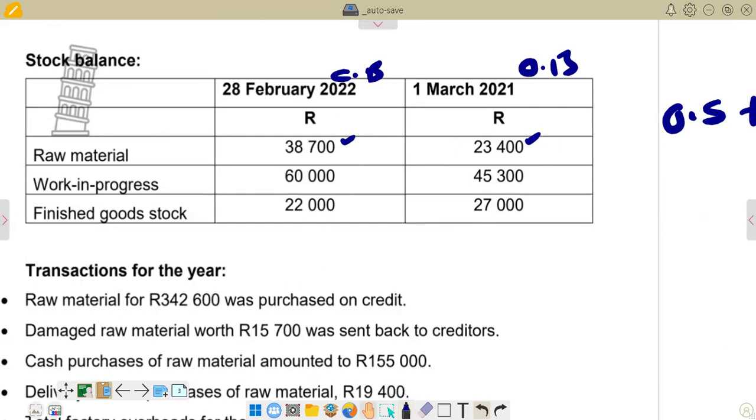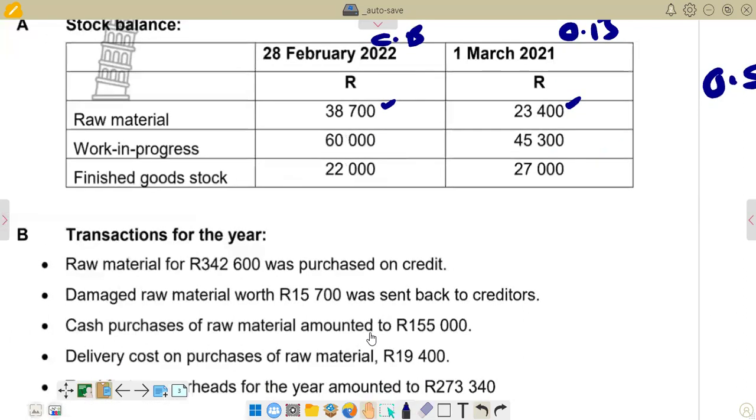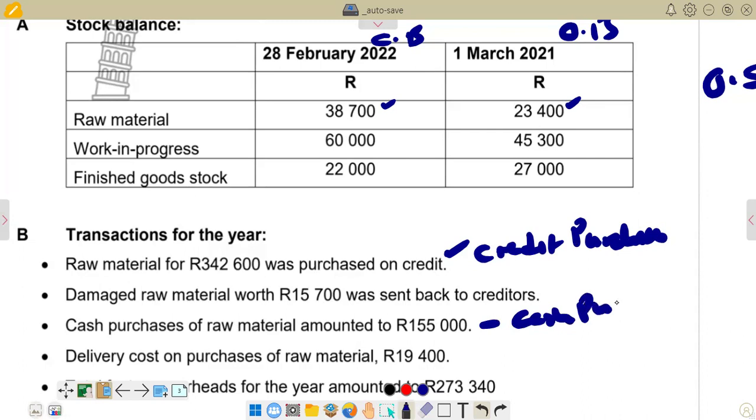And then in terms of our purchases, we're going to find it in the additional information that we are given beneath that. You come here, see that we are given raw materials for 340,700 rands was purchased on credit. So these are credit purchases. In other words, we are saying these are credit purchases. And obviously, we also have our cash purchases here. This one is representing our cash purchases.